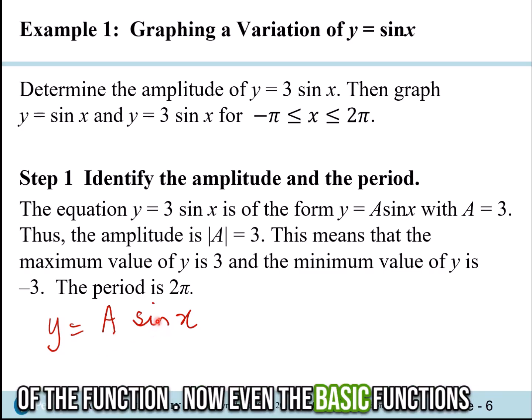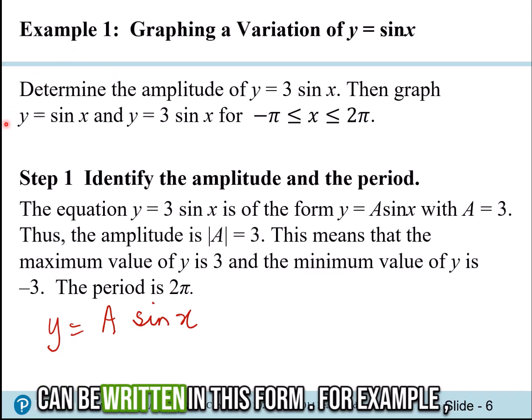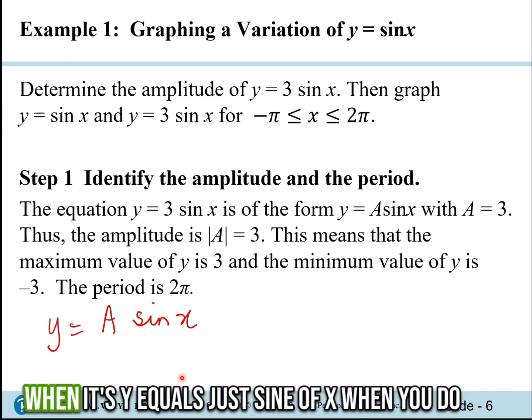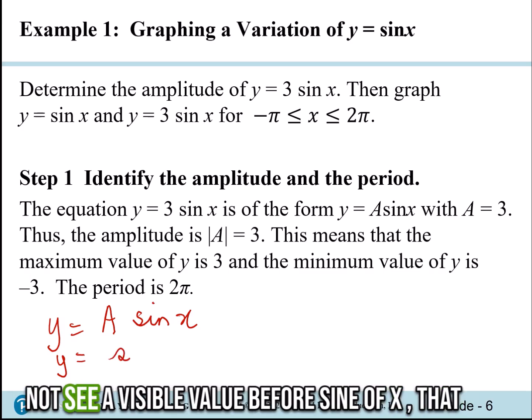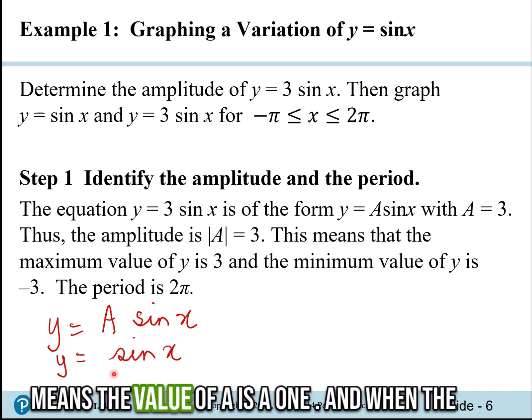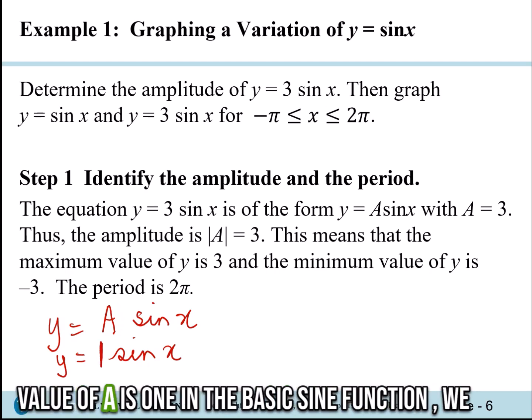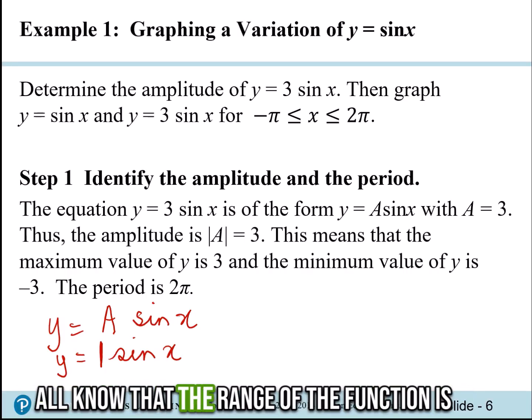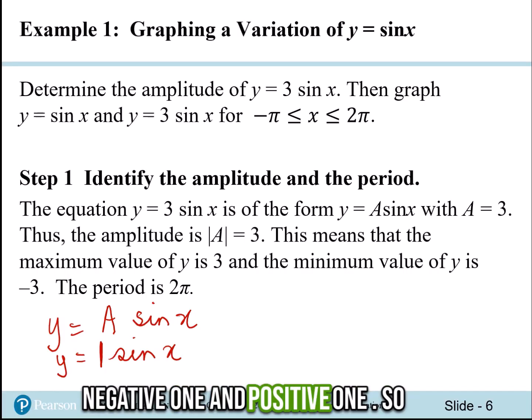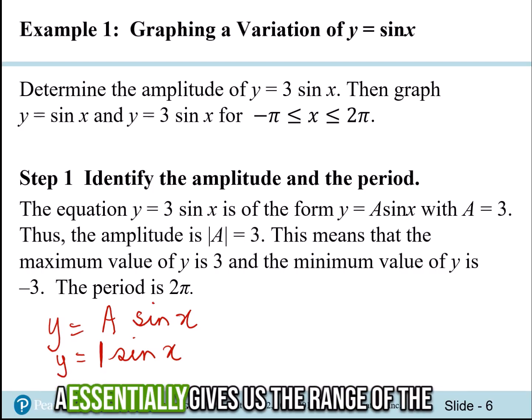Now, even the basic functions can be written in this form. For example, when it's y equals just sine of x, when you do not see a visible value before sine of x, that means the value of a is 1. And when the value of a is 1 in the basic sine function, we all know that the range of the function is -1 to +1. So a essentially gives us the range of the function.